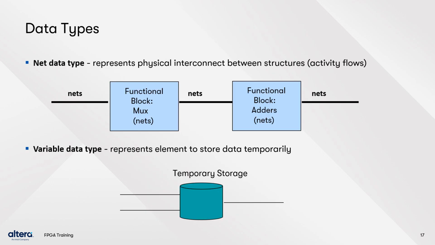After the port declaration section comes the data type declaration section. There are two fundamental types of data in Verilog HDL: net and variable data types. Nets represent physical interconnects between processes or functional blocks. They need to be driven continuously and do not store value.